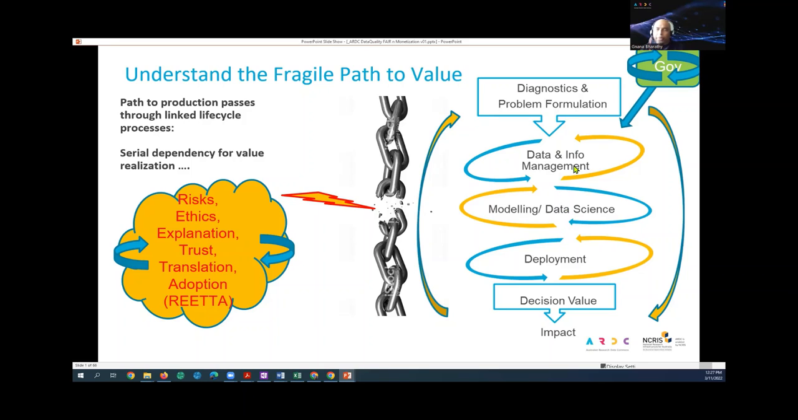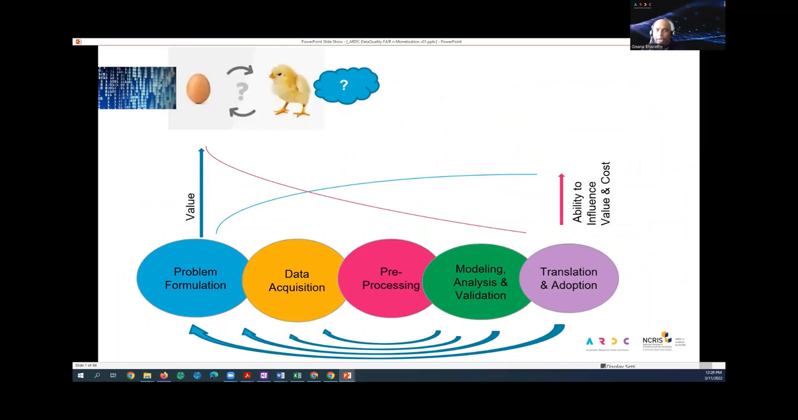So if any of this from end to end, including the problem formulation and deriving value, is broken, the ability to extract value out of data is actually broken. And so you need to look at the whole life cycle. While your ability to influence is higher in the earlier stages, at the same time the risk continues to remain the same. Meaning if any of this is broken, it will actually destroy any value realization.